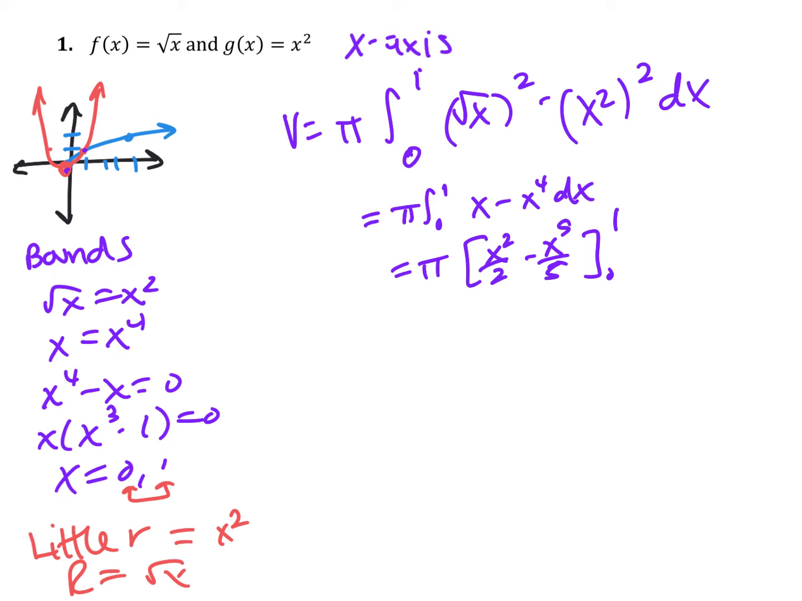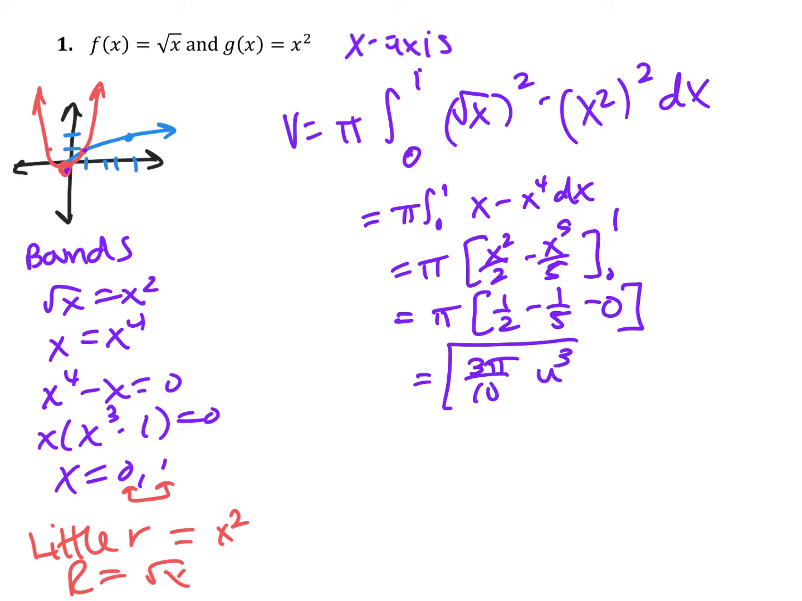So you should have gotten the antiderivative is x squared over 2 minus x to the 5th over 5. And if I plug in 1, I get 1/2 minus 1/5. And if I plug in 0, I get 0. So I can find a common denominator, which would be 10, and this is going to give me 3 pi over 10 units cubed.